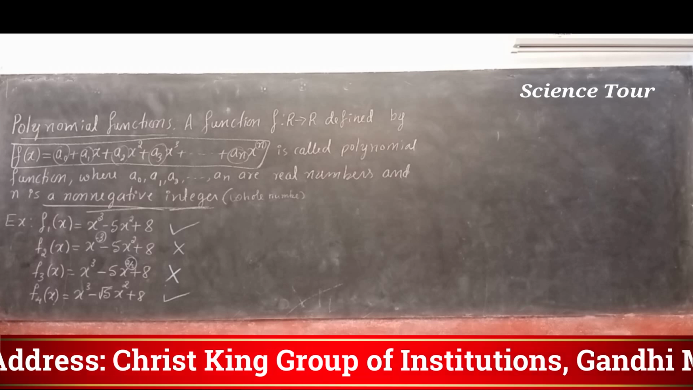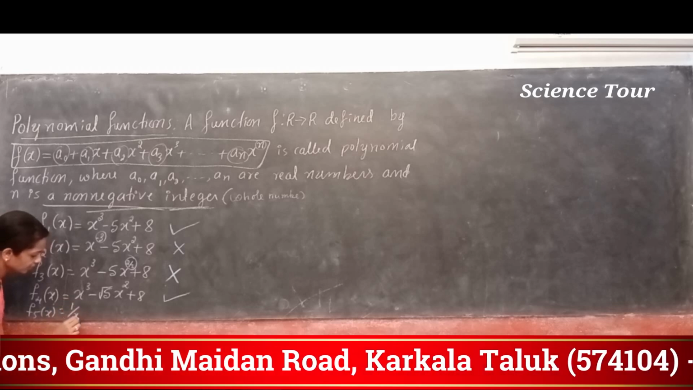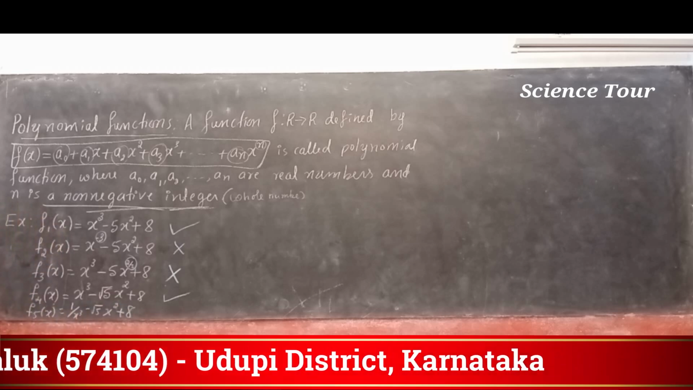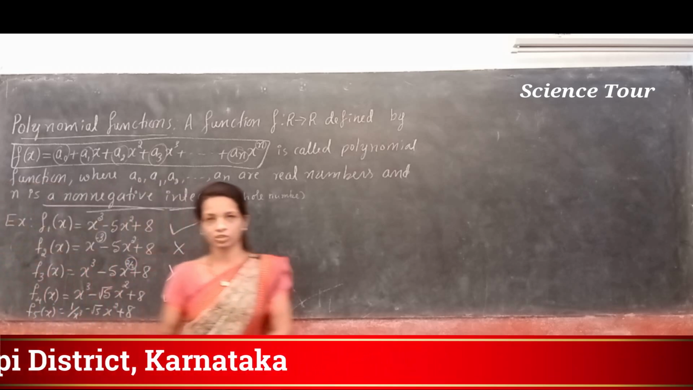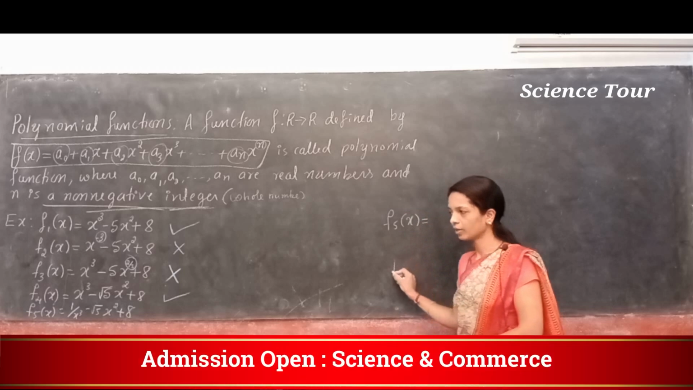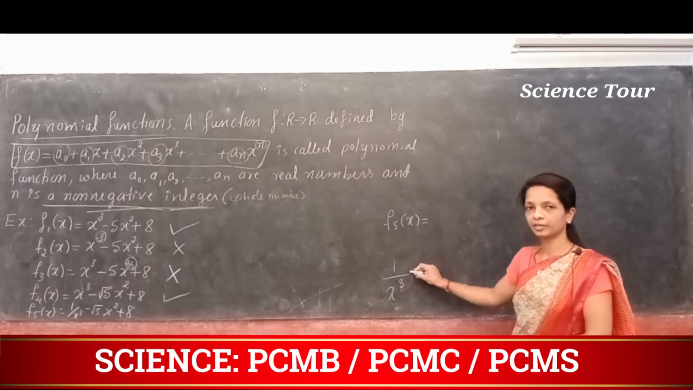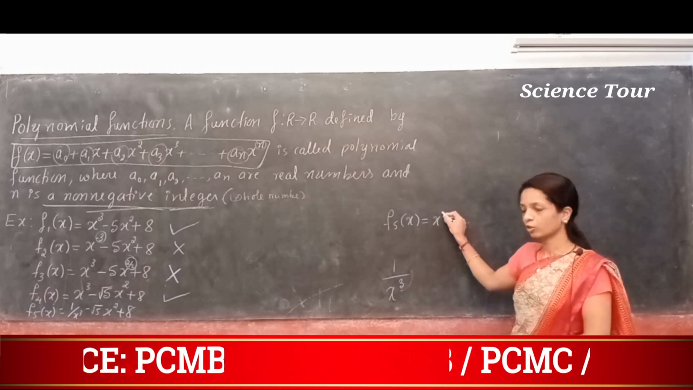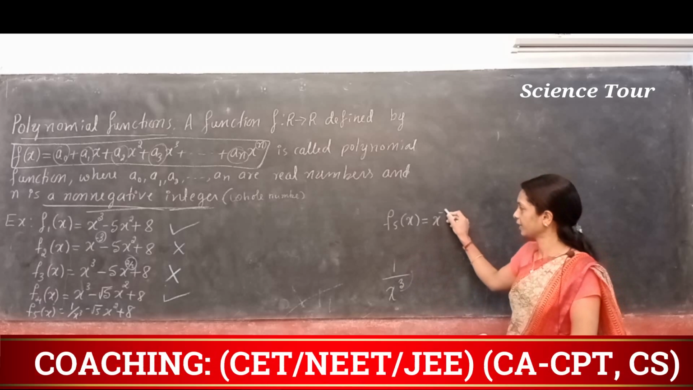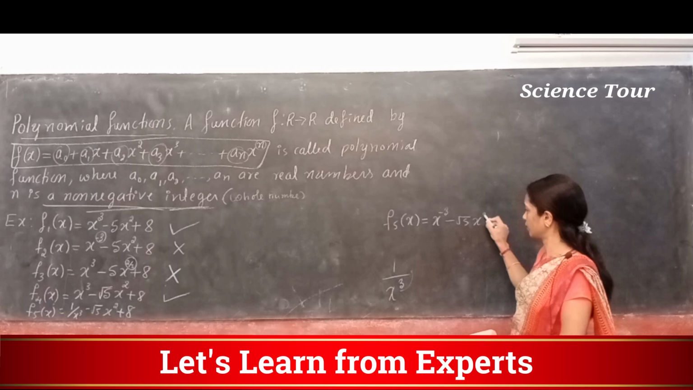Okay, if I take one more, f5 of x equals 1 by x cube minus root 5 x square plus 8. Whether this is a polynomial function or not, I'll rewrite that. The 1 by x to the power 3 is in the denominator, right? If you take that to the numerator, how do we write that? The power of x is positive in the denominator. When you take it to the numerator, the power will be negative. So x to the power minus 3, and next you have minus root 5 x square plus 8.